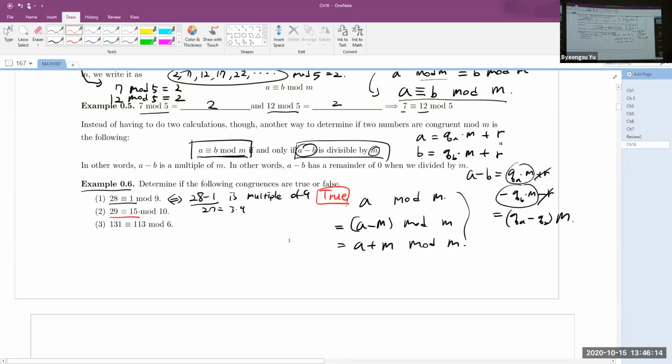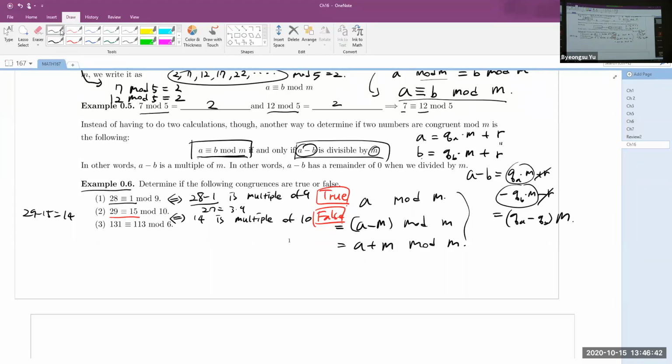And for the second example, 29 congruent to 15 mod 10, it is the same as 29 minus 15 is 14, which means that 14 is a multiple of 10, but definitely it is false, right? So 14 is 2 times 7, which is not a multiple of 10.